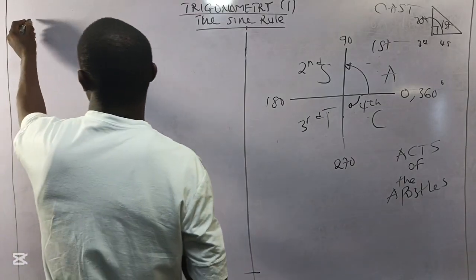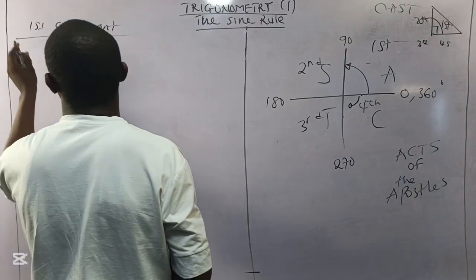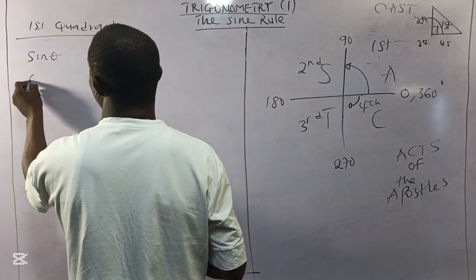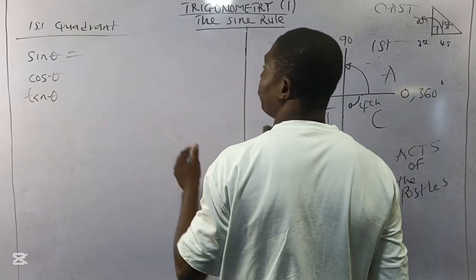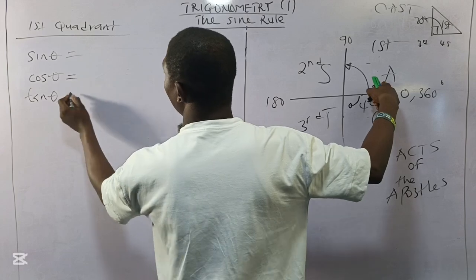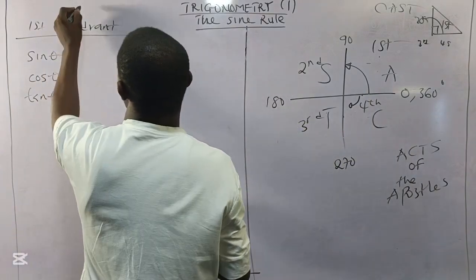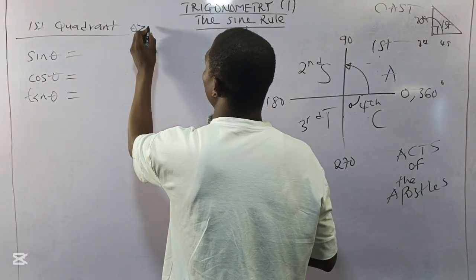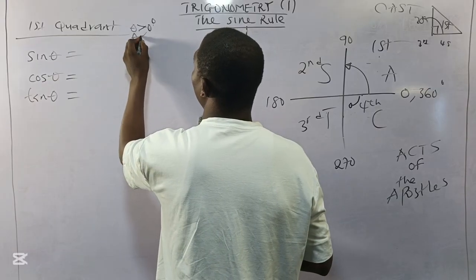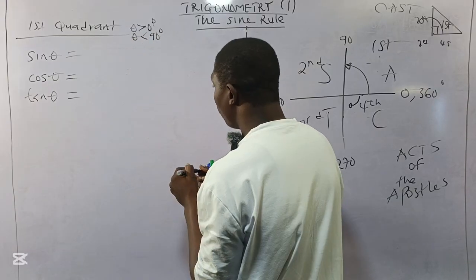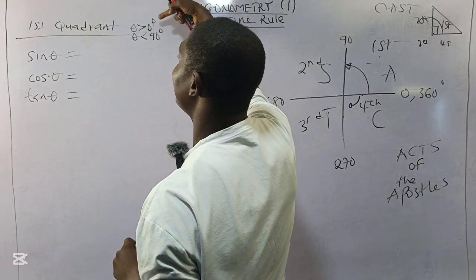Now if this is the first quadrant, remember we must have sine theta, cos theta, and tan theta. In the first quadrant, they are all positive, right? Look at it. And in the first quadrant, the angles must be within 90 degrees. That has to say our theta will be greater than 0 degrees, and theta also will be less than 90 degrees.